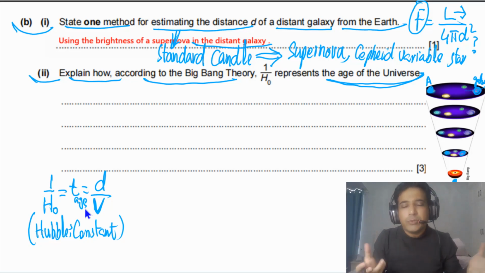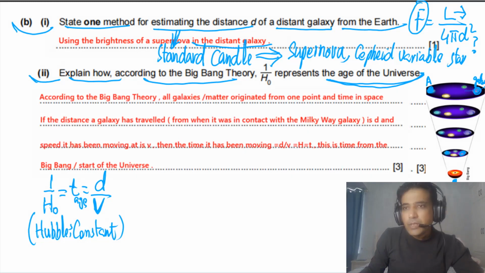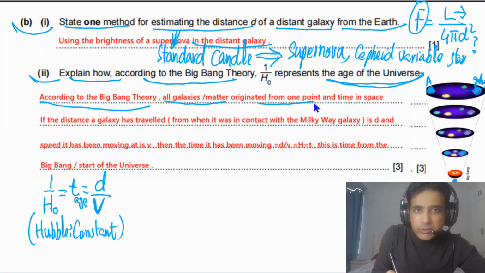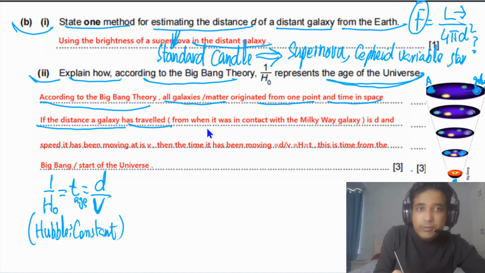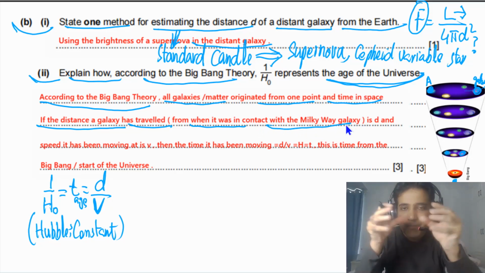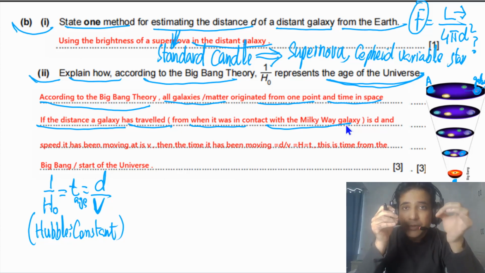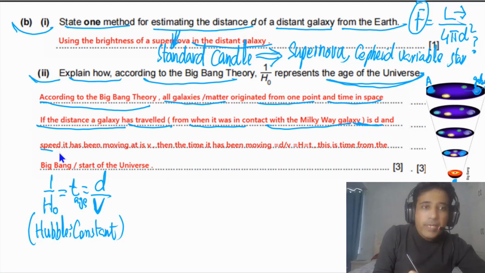So these points you simply need to understand to write down the answer for this question. So let me show you how you can write down the answer. These are the points you have to write. You can say according to the Big Bang theory, all galaxies and matter originated from one point in time and space. If the distance a galaxy has traveled from when it was in contact with the Milky Way, when the Milky Way and galaxy A were together, we can find out the distance traveled by the galaxy. Let's say that distance traveled by galaxy A is d, and the speed it has been moving is v.